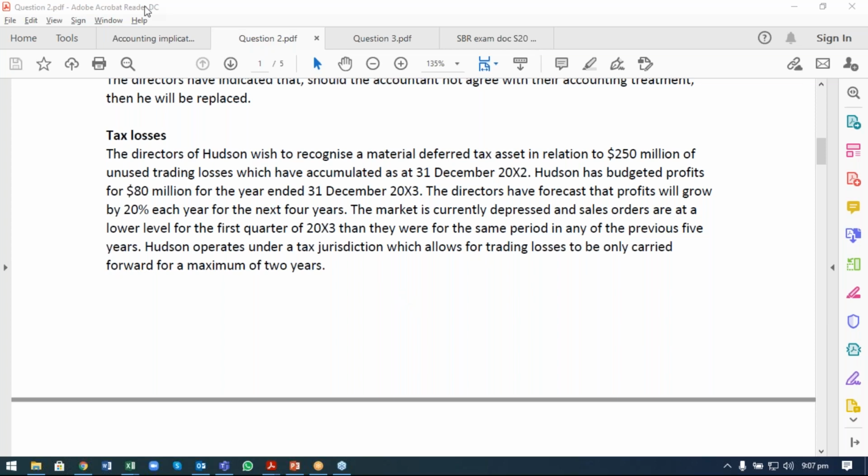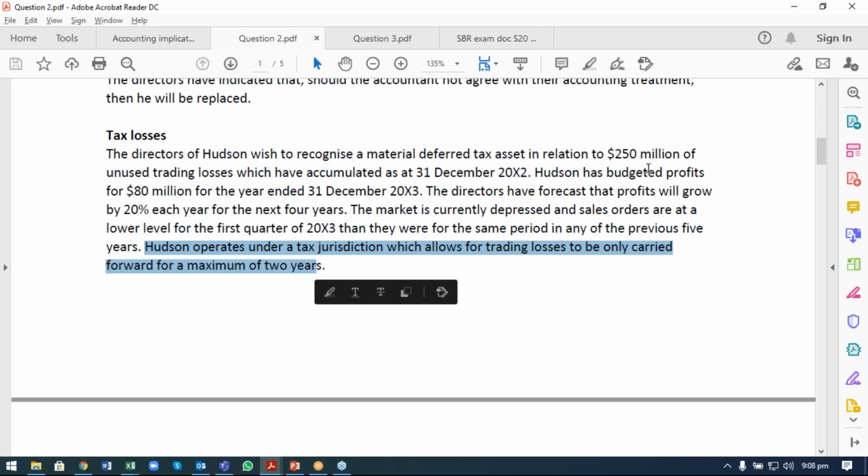is in the jurisdiction where Hudson is operating. We don't know whether this company is operating in the UK or any other jurisdiction. So for this question, Hudson operates under a tax jurisdiction which allows trading losses to be carried forward for a maximum of 2 years, and here the limited time period for the tax carry forward losses is just 2 years, not 5 years.